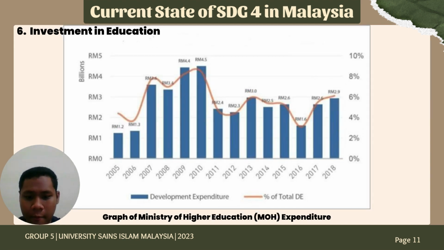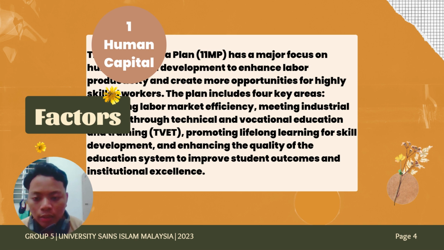For the investment of higher education, the graph of Ministry of Education higher education expenditure between 2010 and 2018 shows about 30% of Ministry of Higher Education development expenditure was devoted to basic research and research training. The next topic for our presentation is factors contributing to the quality education in Malaysia.